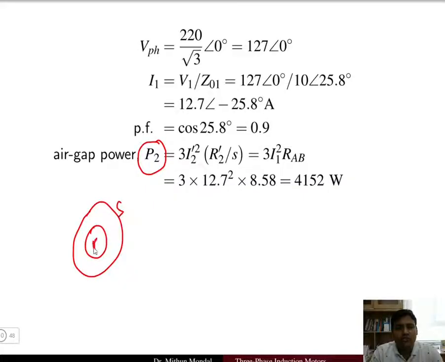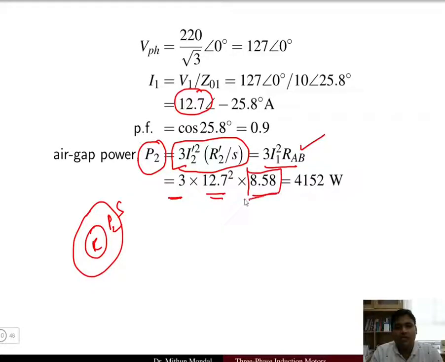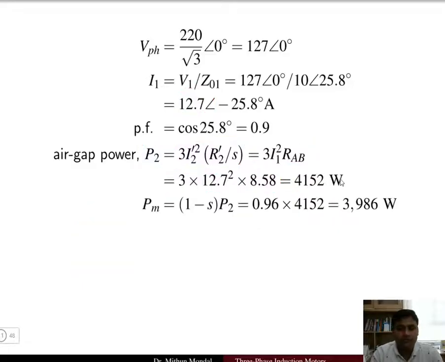So this is your stator and this is the rotor. Here you will have the air gap power P2, which is equal to 3 times the current I2 square into R2 by S. This can be taken to be equivalent to 3 times I1 square into the total resistance of the circuit RAB. So the current has a magnitude of 12.7 amps. So 12.7 square into the net resistance referred to the AB side, that is 8.58, gives the air gap power as 4152 watt.